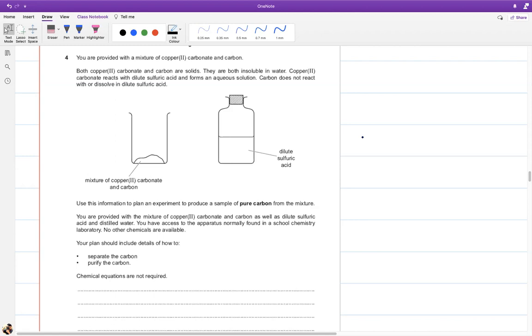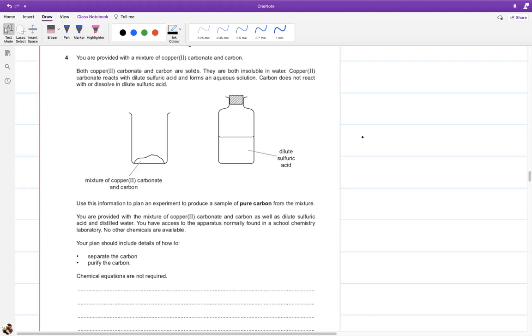Salt dissolve होता था पानी में, sand dissolve नहीं होती थी पानी में. ठीक है? अब यहां पर क्या हो रहा है कि हमारे पास दोनों चीजें वाटर में तो इनसॉल्युबल हैं, लेकिन H2SO4 is playing the role of what water was doing in that case. We have carbon, which is insoluble in H2SO4 solution. We have copper 2 carbonate, which is soluble, which reacts and then it becomes soluble, right?